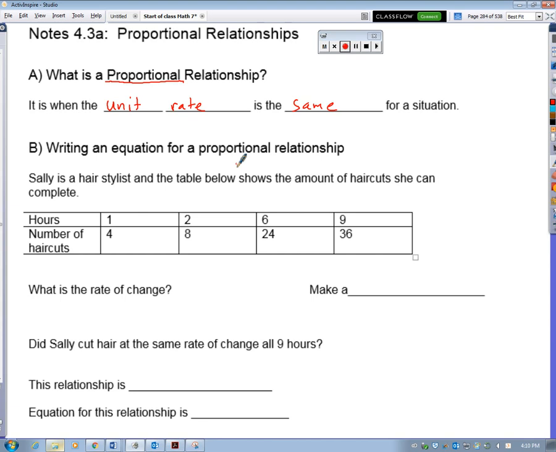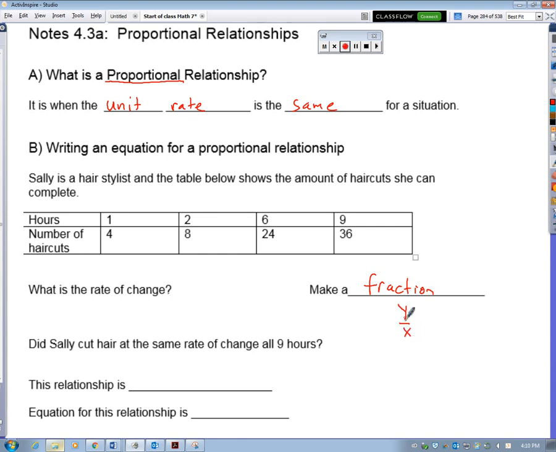Here's what we have. We have Sally. She's a hairstylist, and the table below shows the amount of haircuts that she can complete. Okay, so look at this. As the hours go by, it shows how many haircuts that Sally can complete. Alright, so we have to make that special fraction that we learned about. Okay, and that fraction is the y over x fraction.